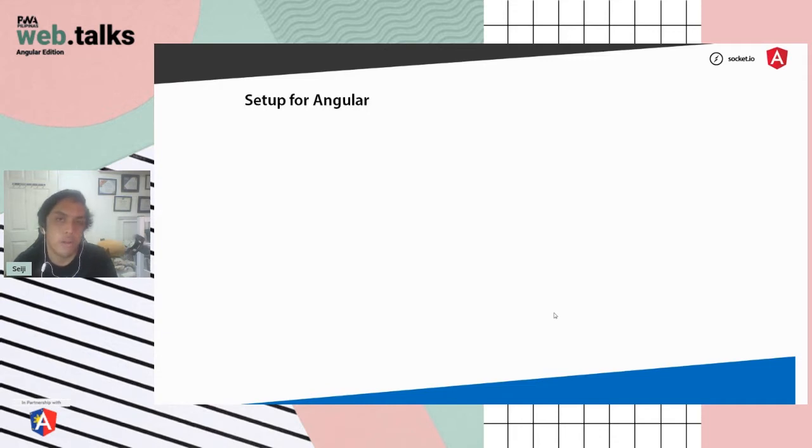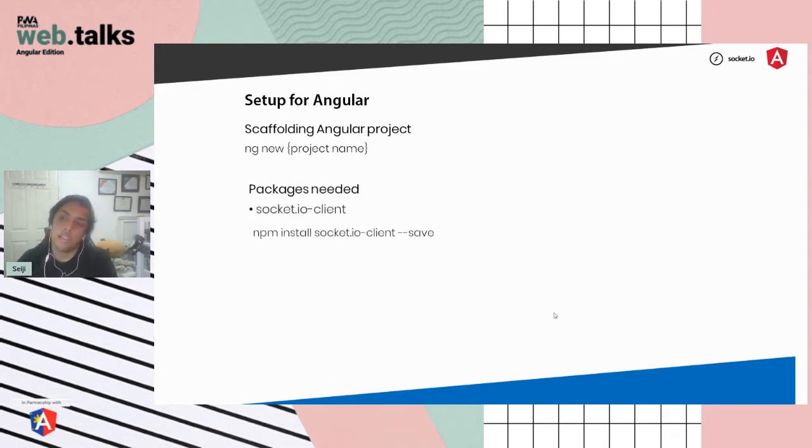The next is for our front end. Our setup for Angular, for all those familiar with Angular, scaffolding an Angular project is ng new, then the project name itself. If you have an Angular project already, a scaffolded Angular project already, you don't have to do it and can skip this part. Then there's just one package needed for us to enable socket.io in our Angular, and that is socket.io-client. To install this library, we will just use the command npm install socket.io-client.